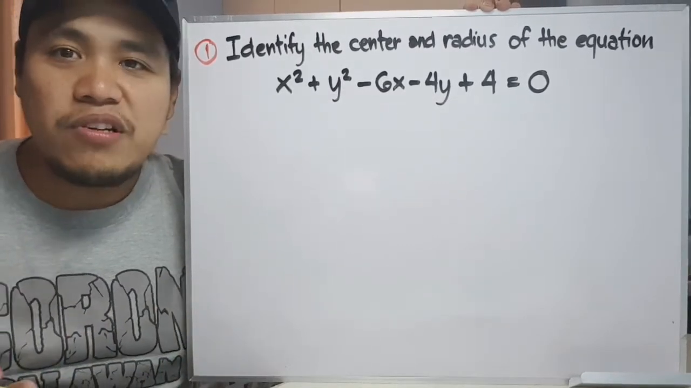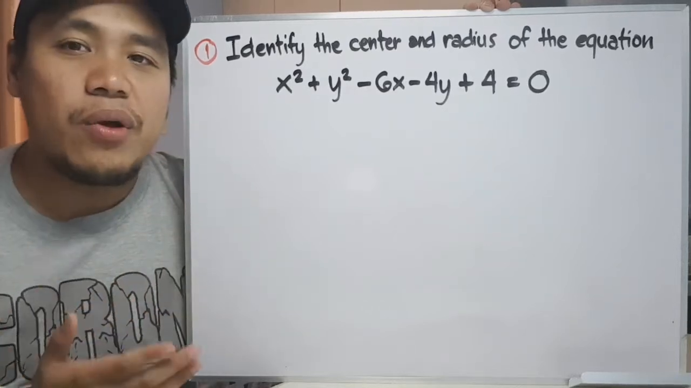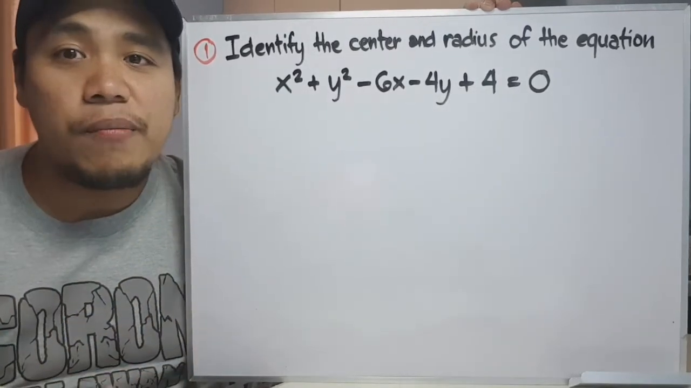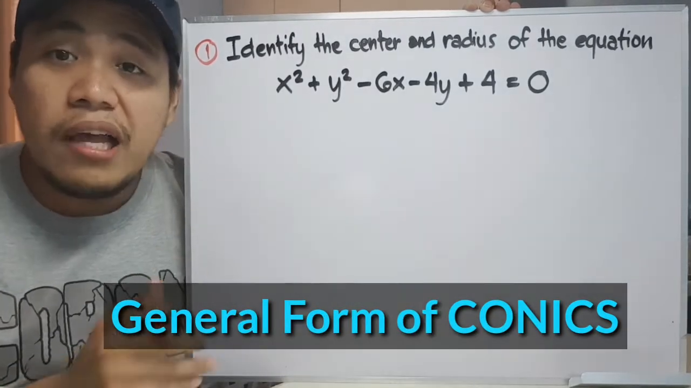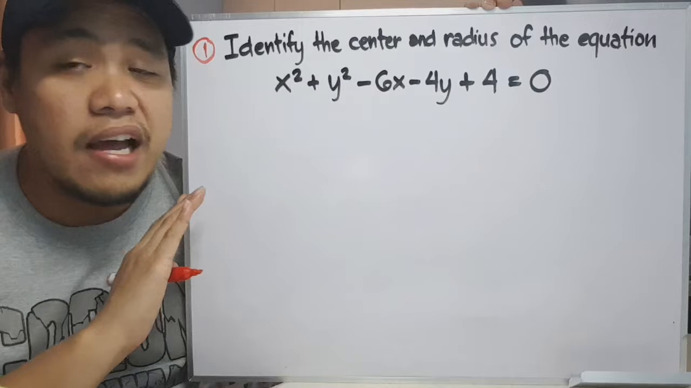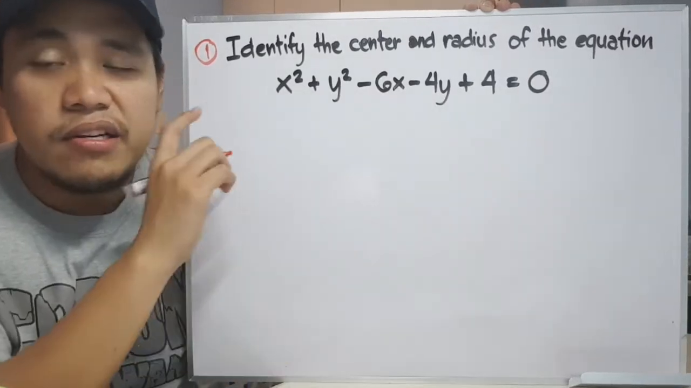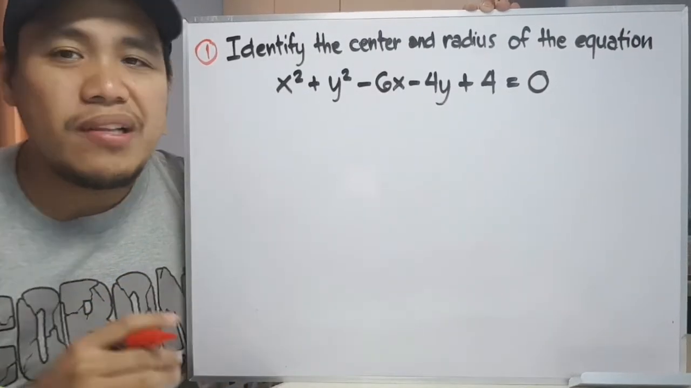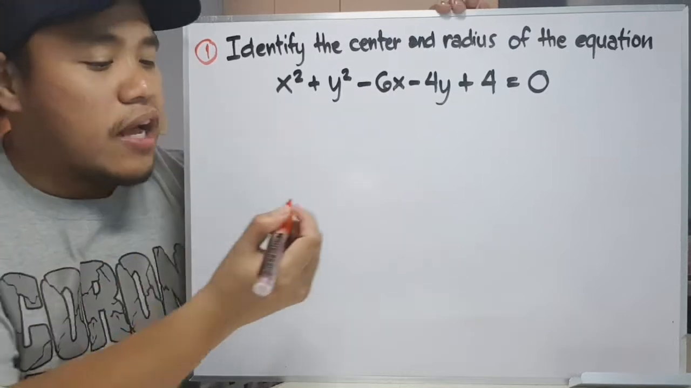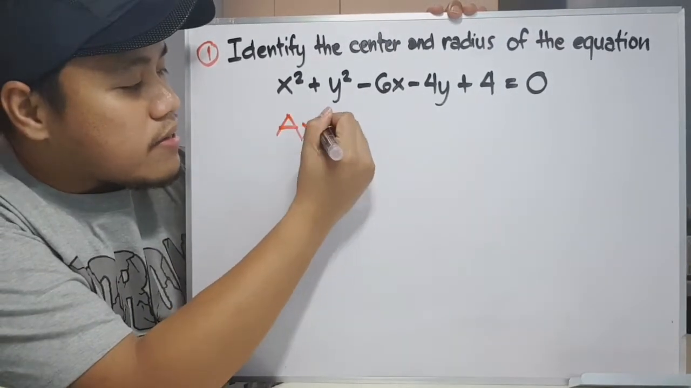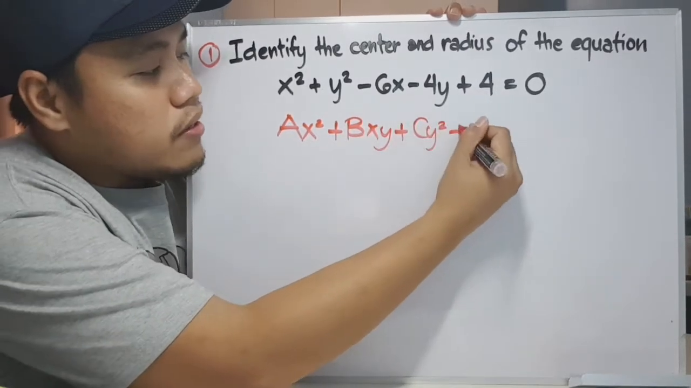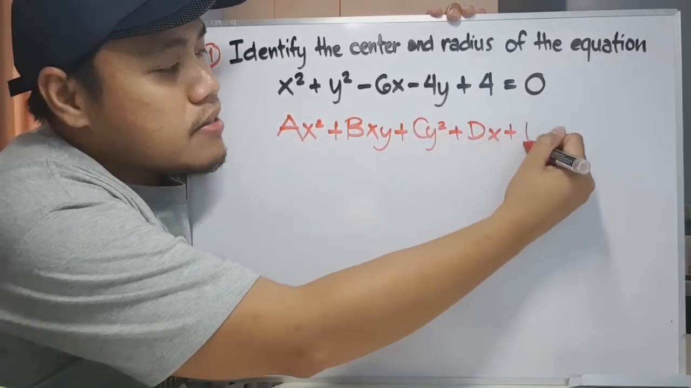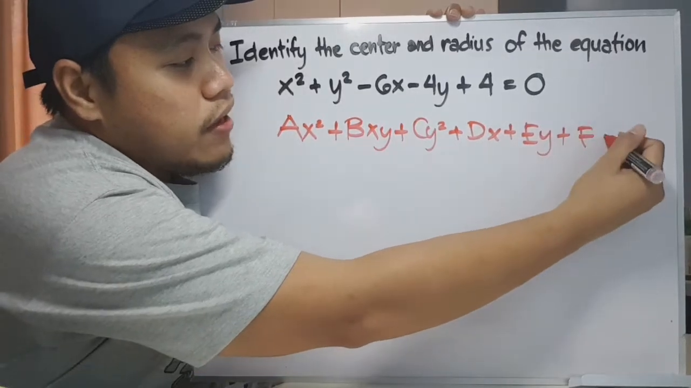So first, if you're going to notice, our given equation is not written in standard form. Thus, it is actually written in the general form of conics. All types of conic sections will have this kind of general form, and circle is one of those. So what is this general form of conics? That is given by ax squared plus bxy plus cy squared plus dx plus ey plus f equals 0.